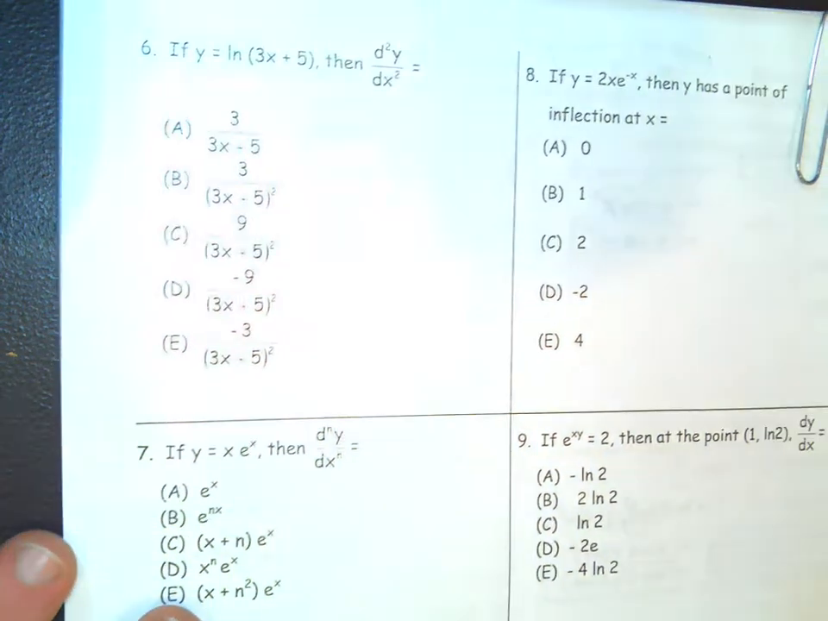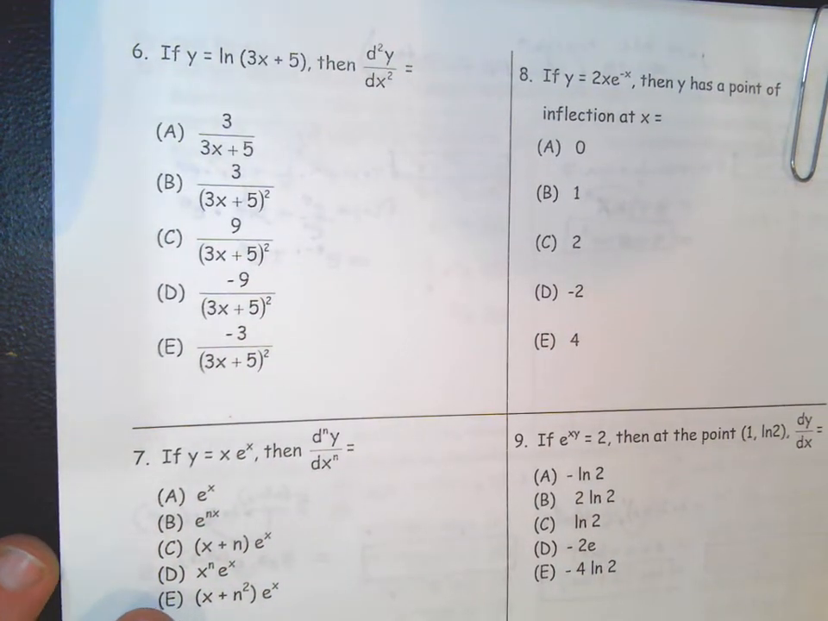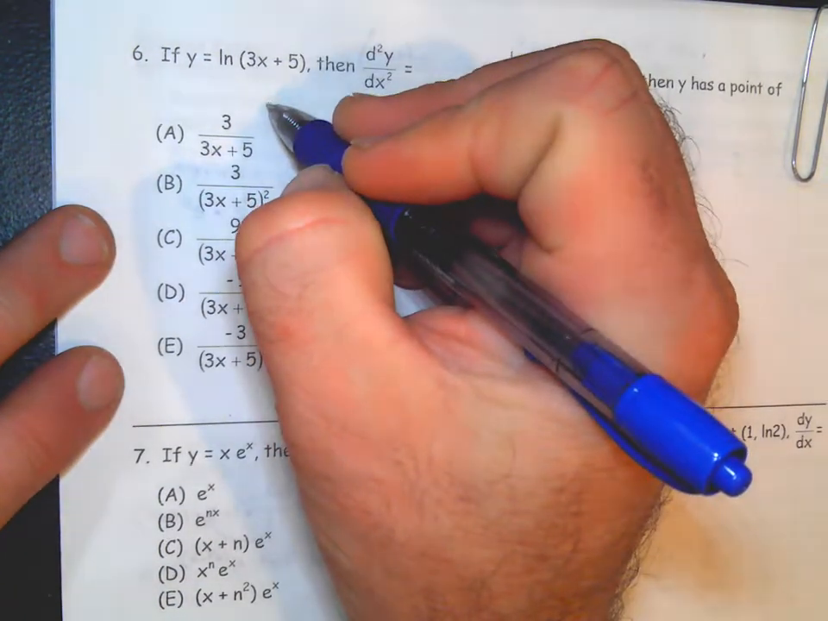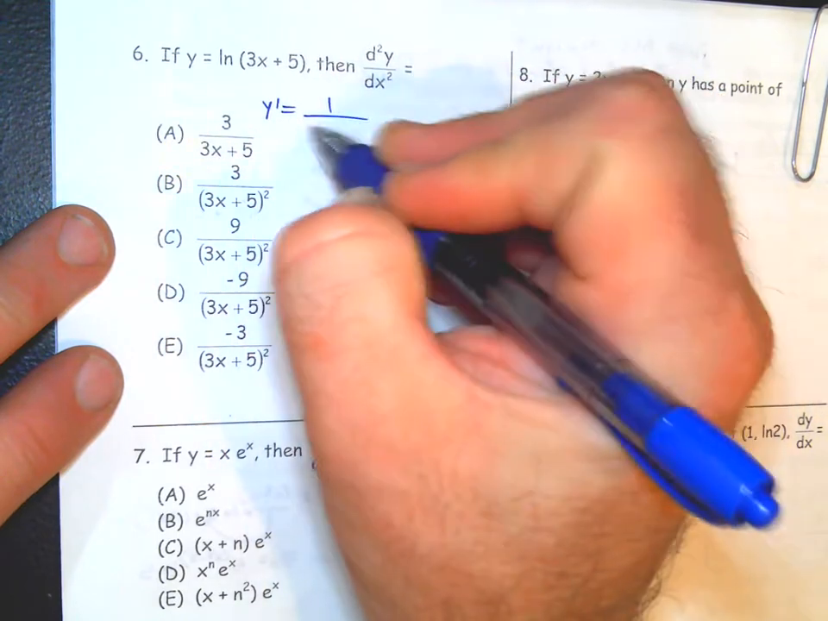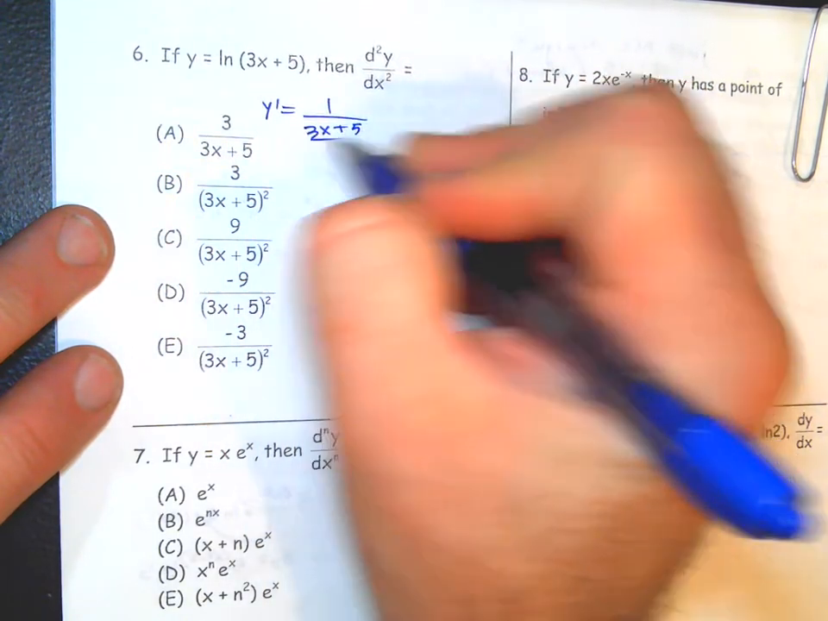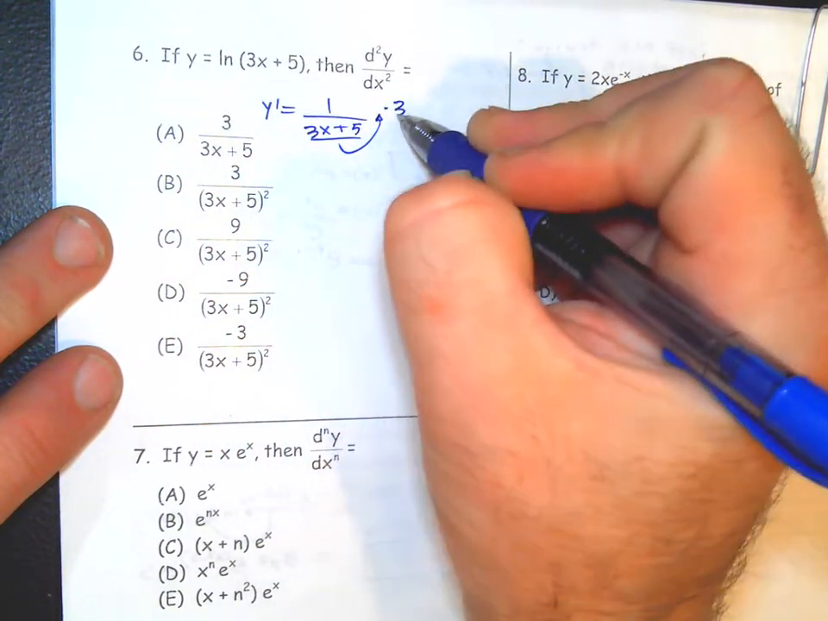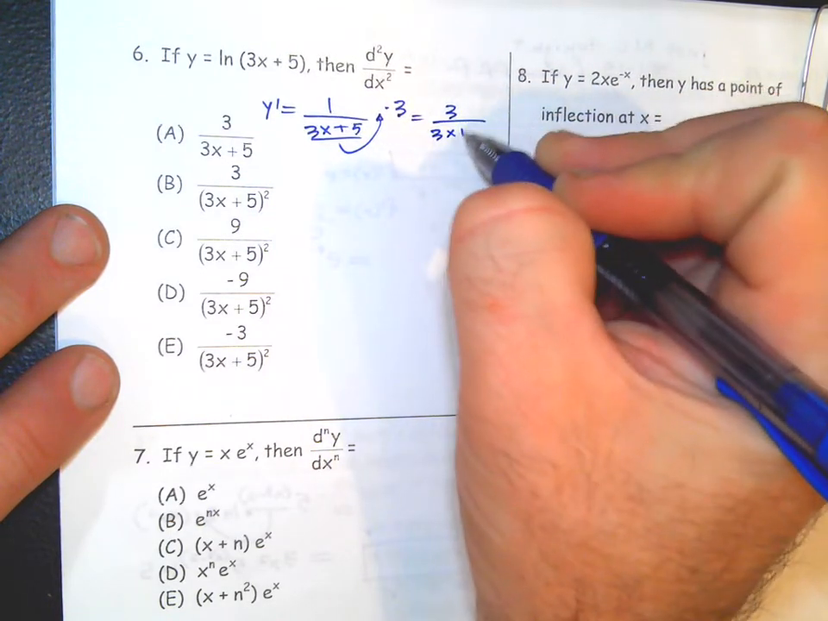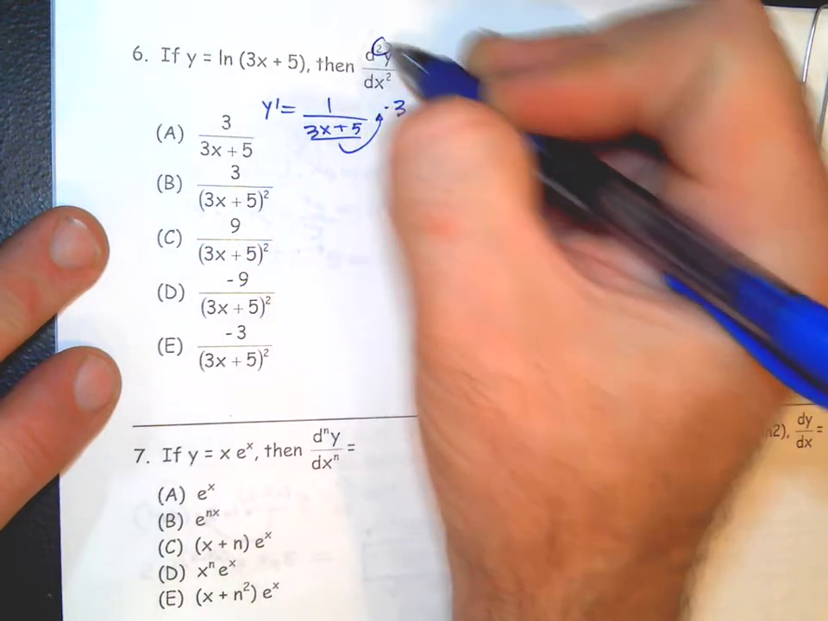So let's see, number 6, we're finding the second derivative. You've got to find the first derivative, which is going to be 1 over what's inside. Don't forget the chain rule. Multiply by the derivative of what's inside. So that's the first derivative, which is an answer on there, of course, for people not paying attention, not really looking at the second derivative.